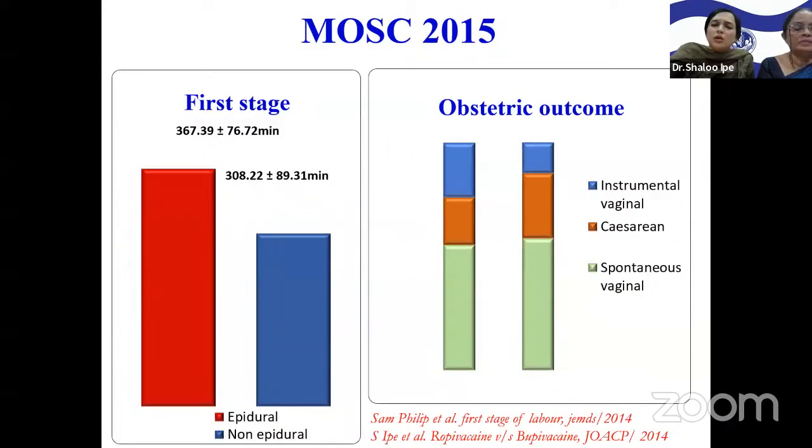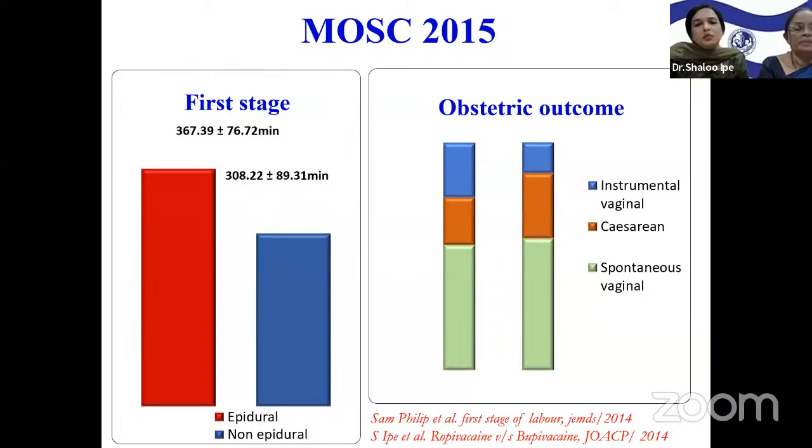In literature, there are contradictory reports about the duration of the first stage with neuraxial block. This is a study done in our institution, and the data revealed that the first stage was significantly prolonged in patients with epidural analgesia without any deleterious effect on the mother and the fetus. Between the epidural and non-epidural groups, cesarean rates were significantly lower in the epidural group, while instrumental deliveries were higher, and spontaneous vaginal deliveries remained the same.